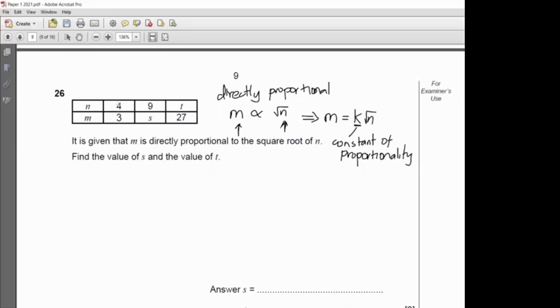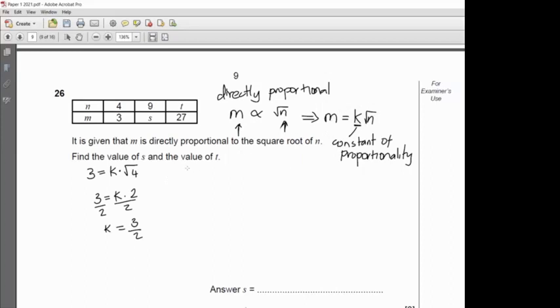Okay, so you use values that are known. We know that when n is 4, m is 3. So we'll substitute them over here. So m is 3, so we say 3 is equal to some constant of proportionality k that we have to figure out, multiplied by the square root of n. N is 4. Okay, so we know that the square root of 4 is 2, so we have 3 is equal to k times 2, and then we can divide by 2 on both sides, and we end up with k is equal to 3 over 2.